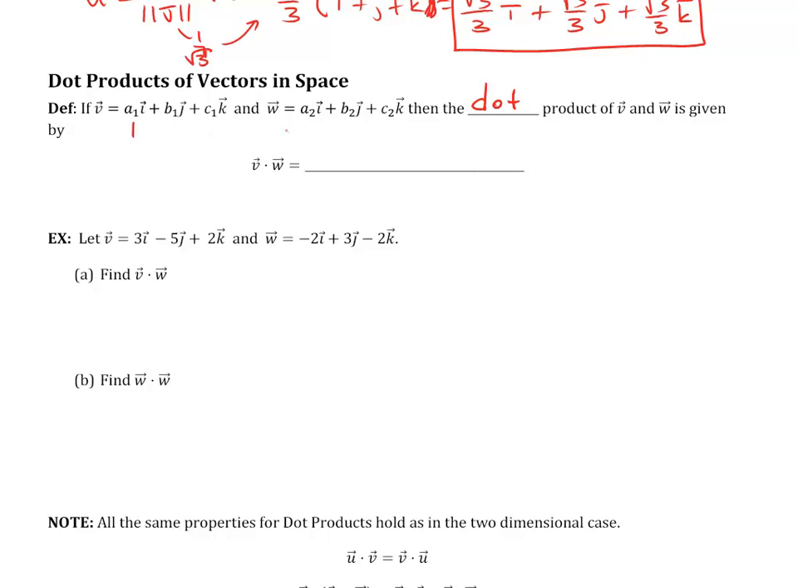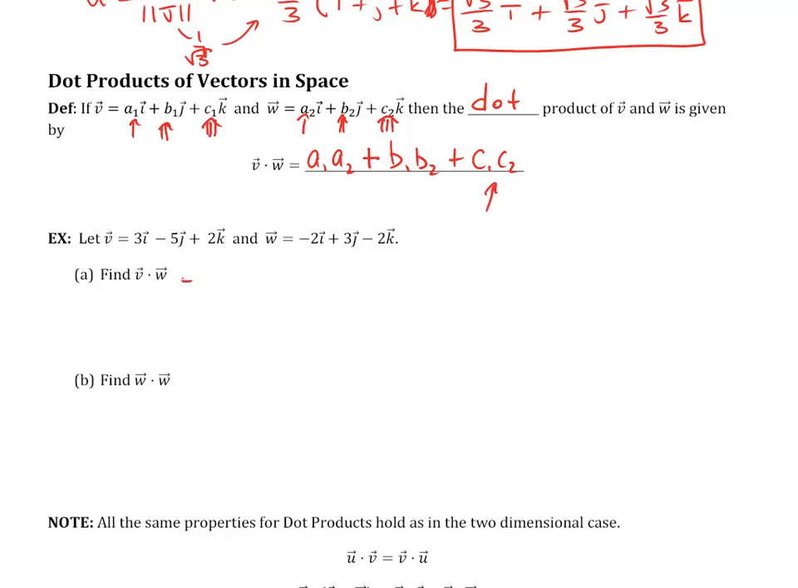Namely, we would multiply the x components together, get a1 times a2, plus, and then multiply the y components together, b1 times b2, and add now these z components, which is c1 times c2. The result is still a scalar, and the change from 2 dimensions to 3 dimensions is just an additional term.